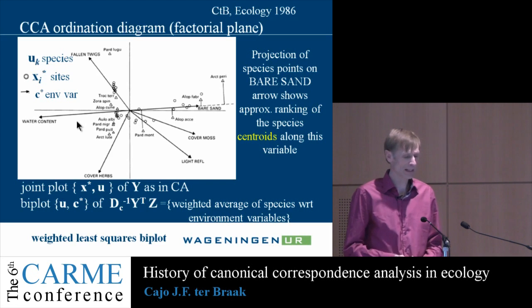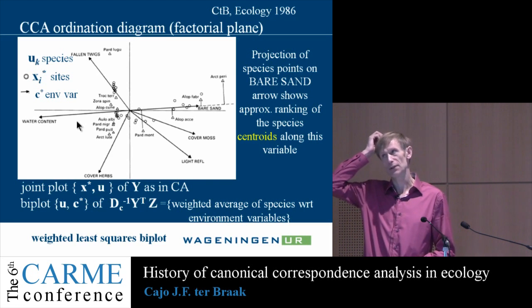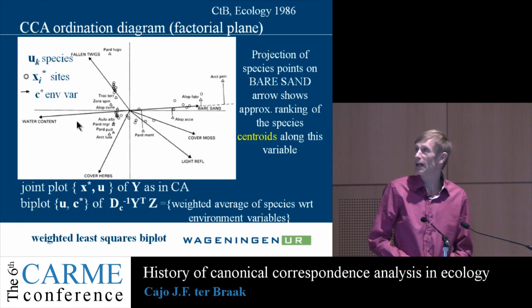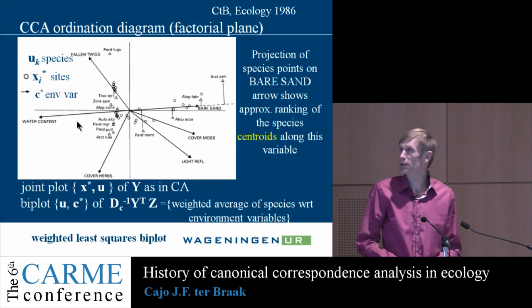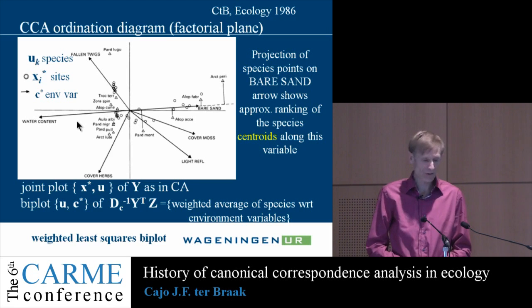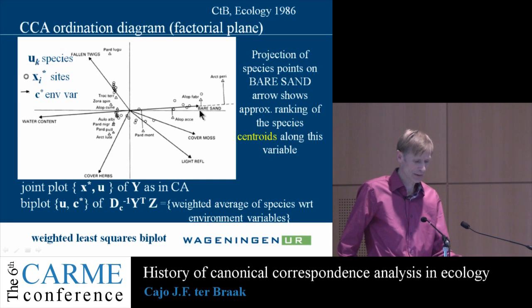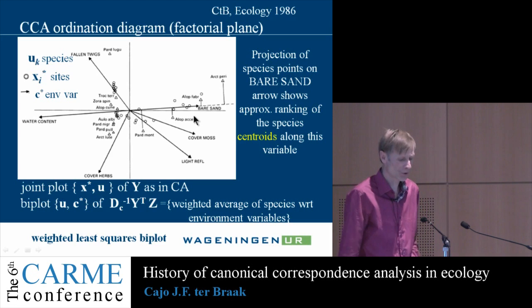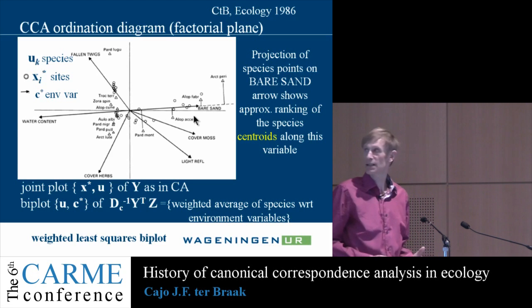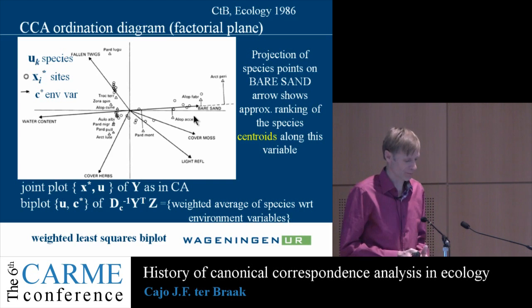So, this was then the first ordination diagram, the factorial plane, if you like. And it contains 3 entities: species, site, and environmental variables. And you see that the environmental variables are presented as a biplot, and because each of these environmental variables represent an axis, if you project all the species points on this axis, for example here on bare sand, this variable, then the projection points show the approximate ranking of the species centroids along this environmental variable. So really that's, again, centroid, center of gravity, barycentric principle.